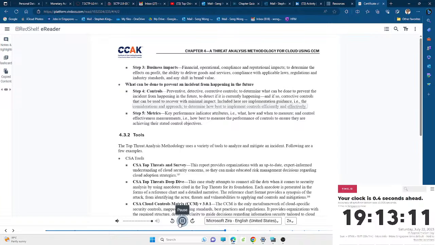Step 5. Metrics: key performance indicator attributes, i.e., what, how and when to measure, and control effectiveness measurements, i.e., how best to measure the performance of controls to ensure they are achieving their stated control objectives.